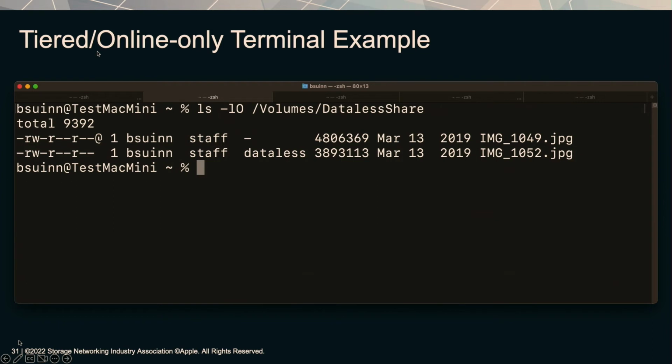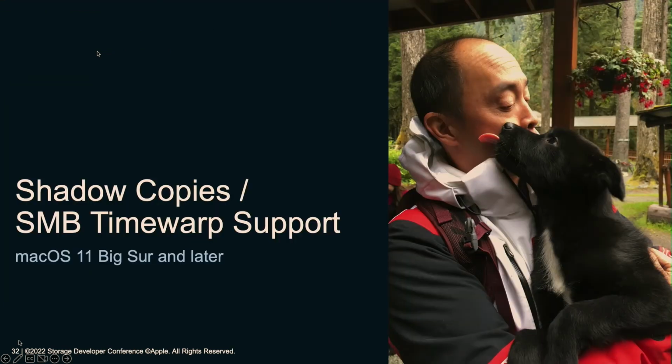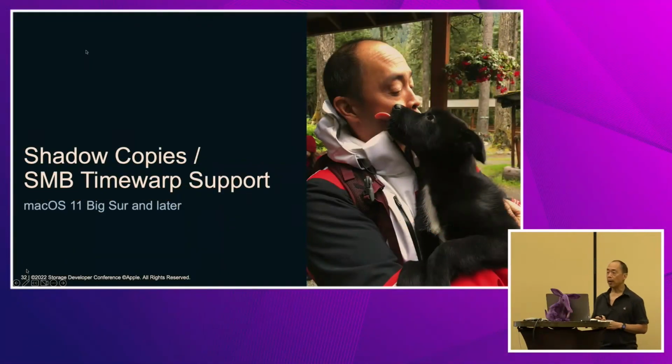You can also look at the same share in terminal. If you do the ls -lO on that share, you could see one file as a regular file, it's just a JPEG, and you could see the other file, which is currently tiered, showing up as dataless. Now, for macOS, we call them dataless files. So that's why it shows up as dataless instead of tiered or online. Okay, and then now we move on.